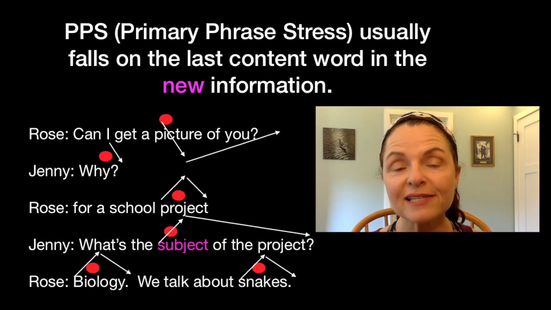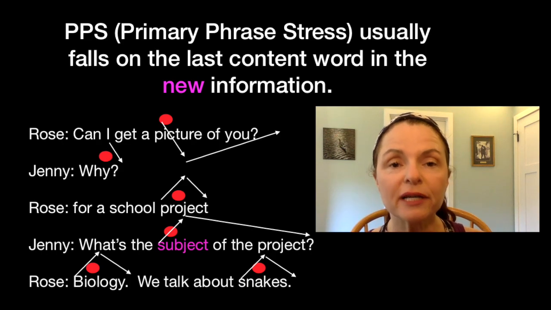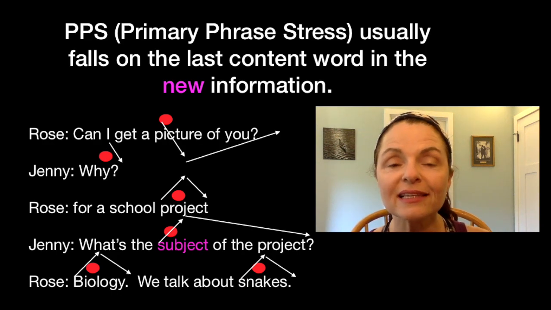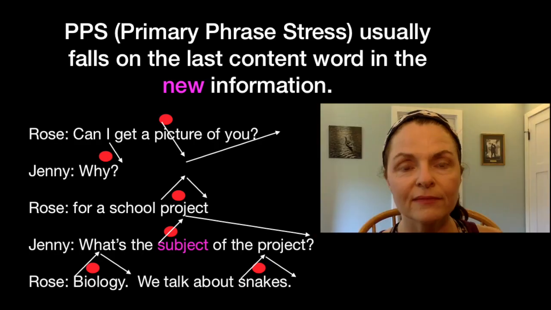This next sentence has the new information. What's the subject of the project? So we've already said the word project. We said that in the last sentence. So we don't need to stress project again. Instead, we stress subject. That's the last new content word in this new question. What's the subject of the project?